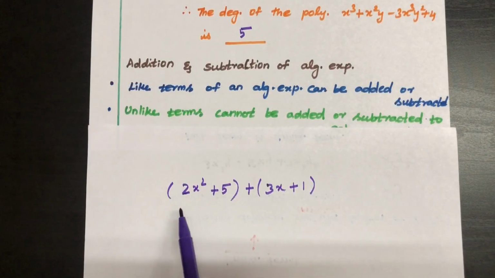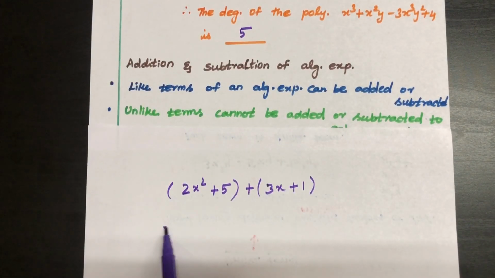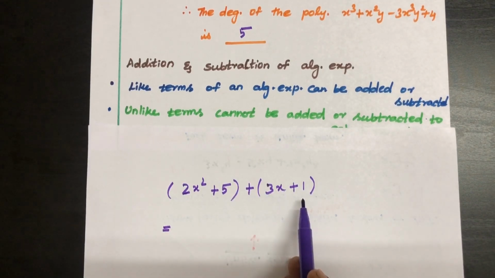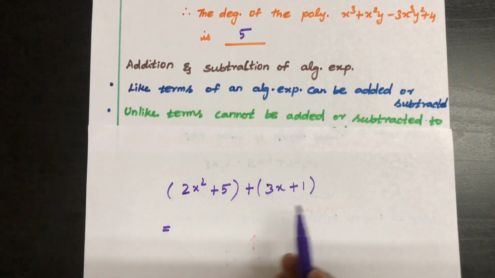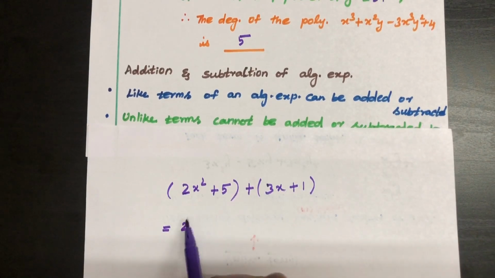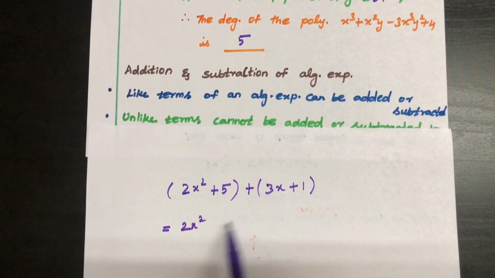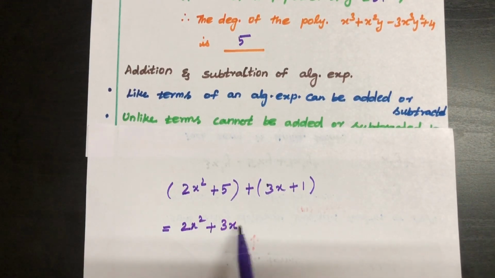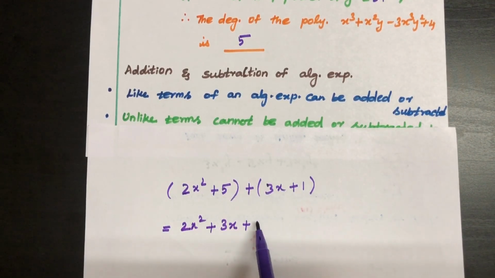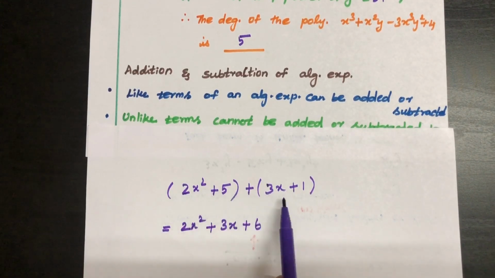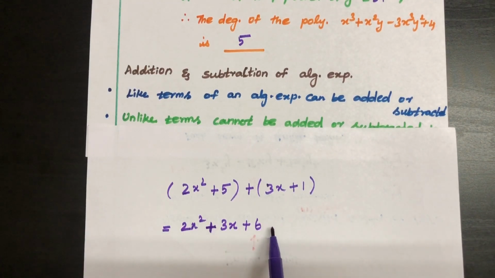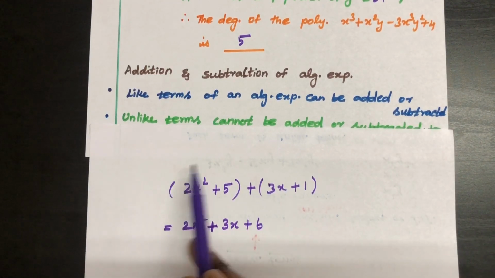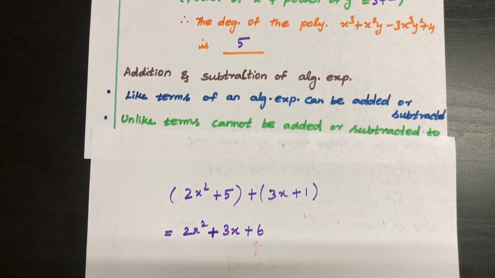If you have this type of algebraic expression and you are going to add, is there any like terms? No like terms. So what you need to do is just write 2x square plus 3x plus 5 plus 1 is 6. Here you can't add 2x square and 3x. No like terms, so just write the terms with the addition symbol. That's all. Unlike terms cannot be added or subtracted.